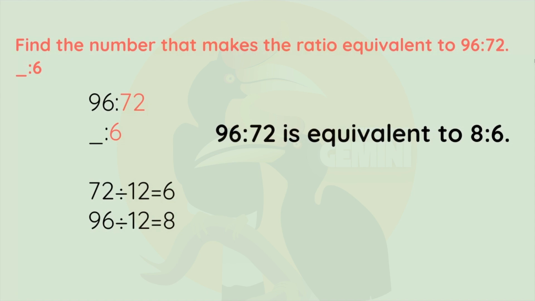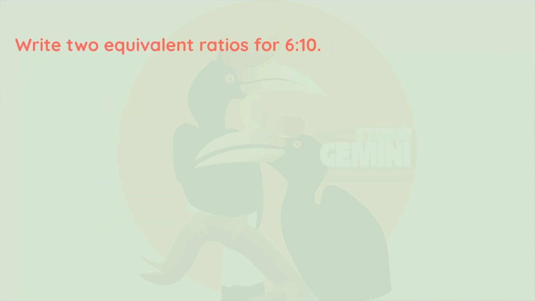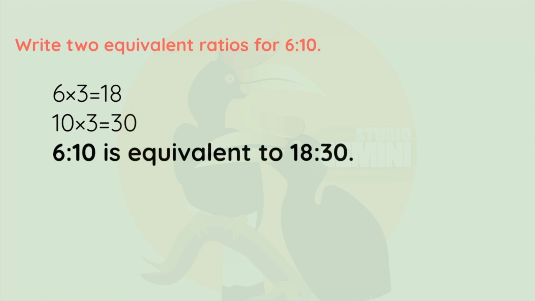Let's look at one last example. Write two equivalent ratios for 6 to 10. For this example, we are starting from scratch and can come up with any two ratios that are equivalent to the given ratio 6 to 10. To come up with the first equivalent ratio, I can multiply both numbers in the given ratio by any number. I'll choose 3. 6 times 3 equals 18, and 10 times 3 equals 30. So 6 to 10 is equivalent to 18 to 30.